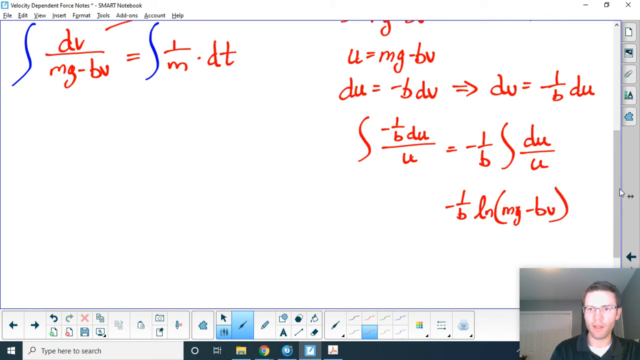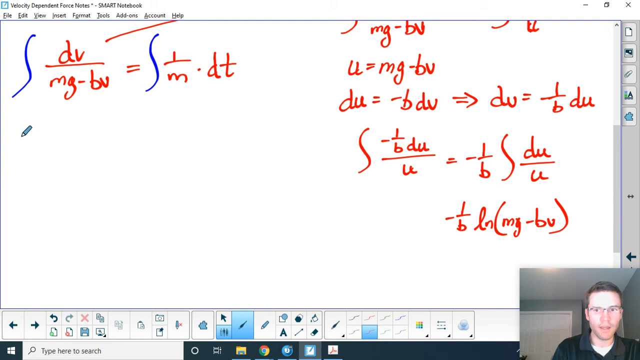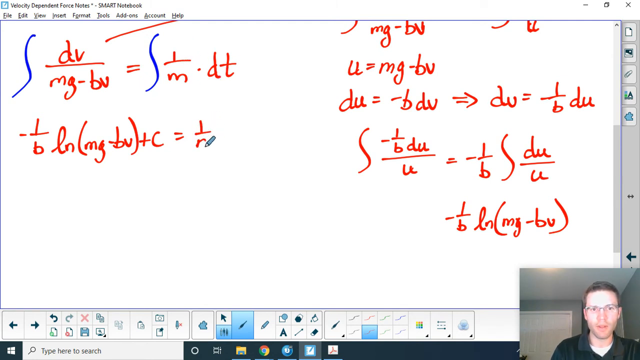So we substitute back in. So that's my answer on this side: negative 1 over b natural log of mg minus bv, plus a constant c. We've integrated this side. This side is just a constant. The integral of dt with respect to t is just t, so we get 1 over m times t plus c. Again, we can combine our c's like we've done before.